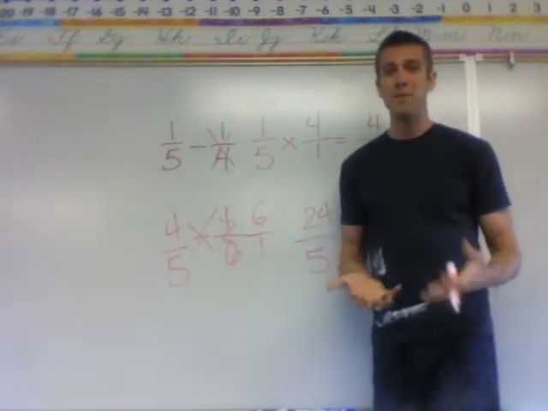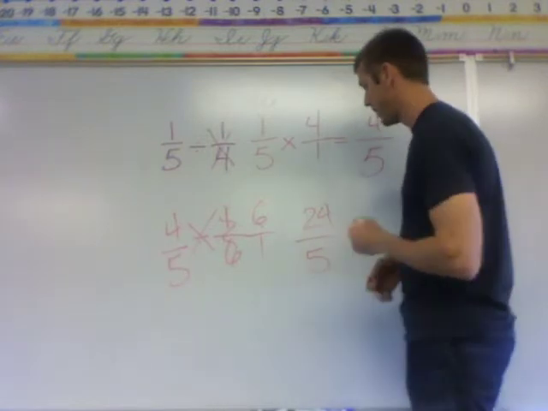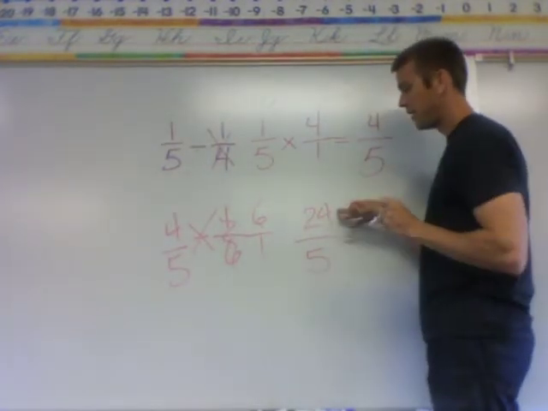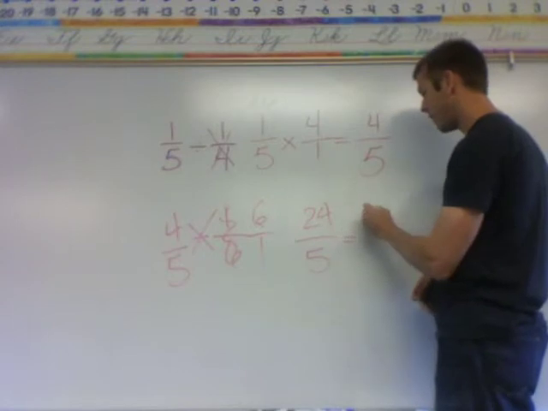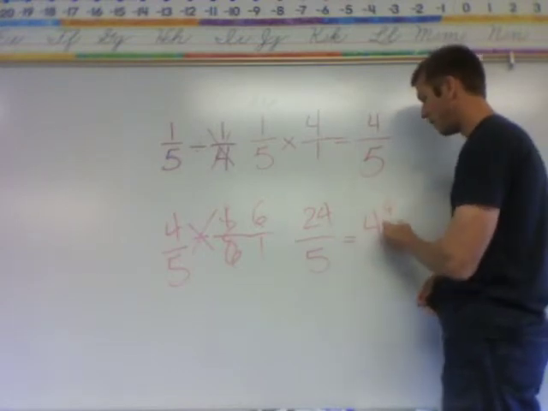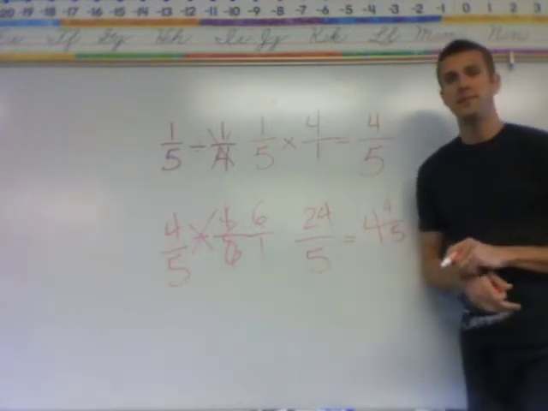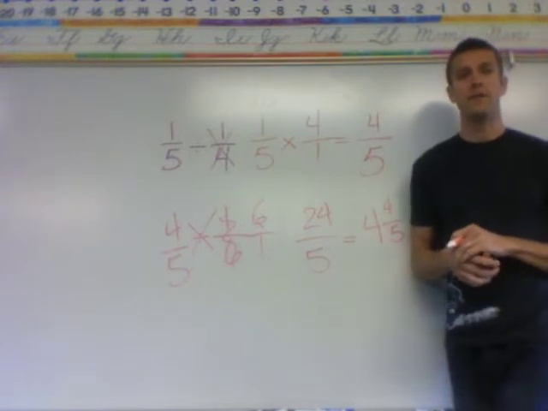It's an improper number. You gotta mix it up. 5 into 24 fits 4 times with 4 left over. The bottom stays the same, so you have 4 and 4/5.